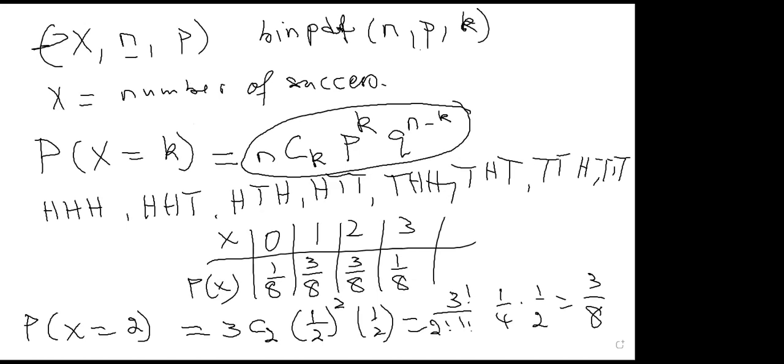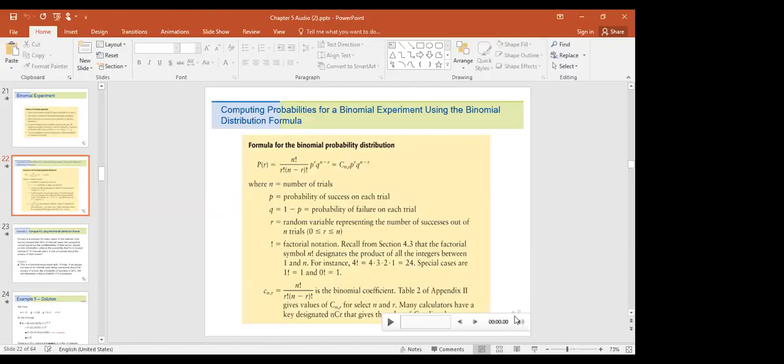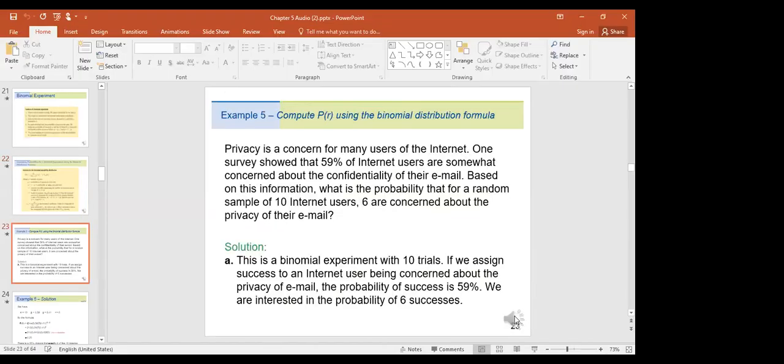It's good to always be with your calculator as we are moving on. Calculator will become more and more useful. Let's look at this example.